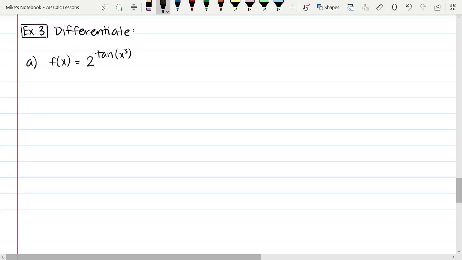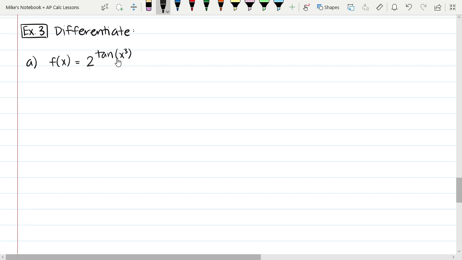Okay, so here we go. So we're going to differentiate f of x equals 2 to the tangent of x cubed. So again, this is an exponential function, which we know because the base of the exponent is a constant, and the exponent itself is a function of x. So, of course, this does not just say 2 to the x, it's more than an x, so this is going to be another chain rule.